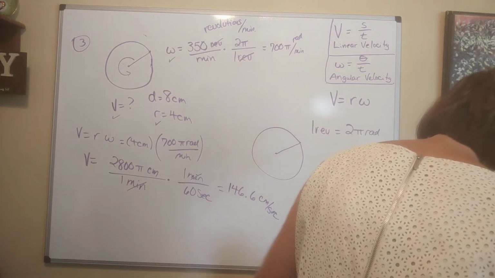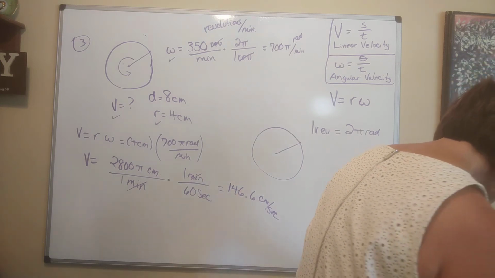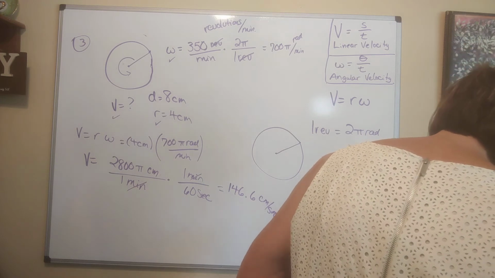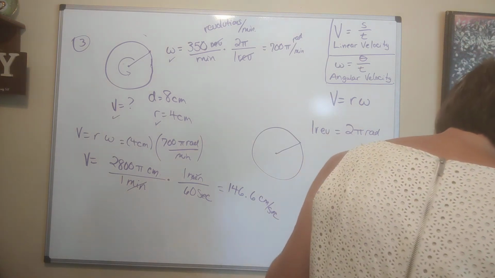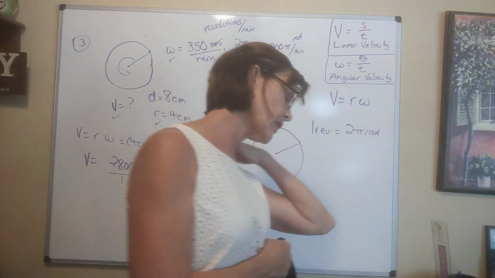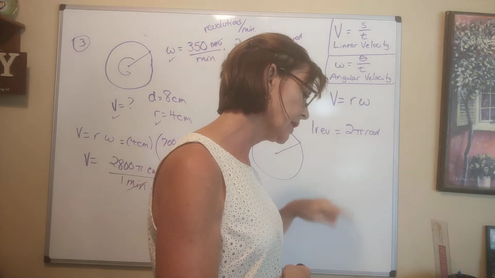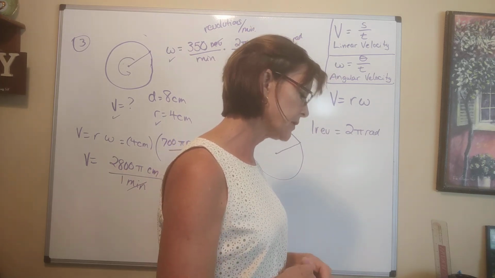Number 4 says this. A space shuttle is placed in a circular orbit 250 miles above the Earth's surface. One orbit is completed in 1.51 hours. If the radius of the Earth is 3,964 miles, what is the linear velocity of the shuttle in miles per hour, rounded to the nearest hundreds?